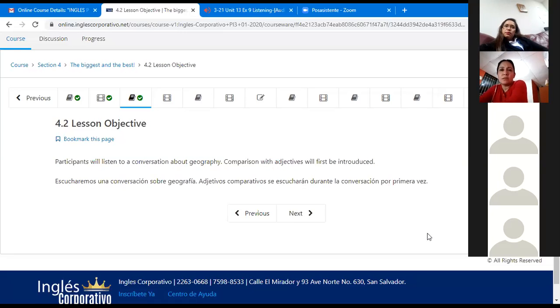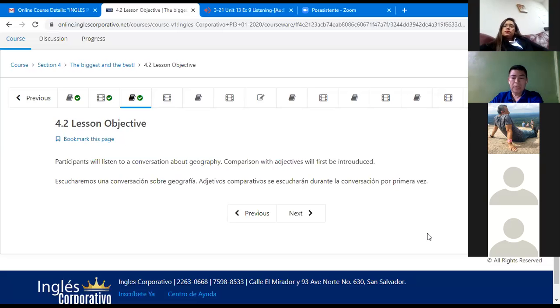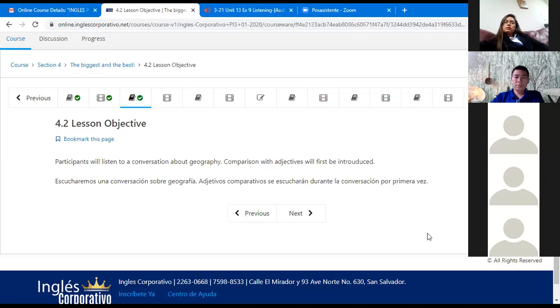For example, compare El Salvador and Guatemala. El Salvador is more small than Guatemala. Okay, so then you have El Salvador is smaller than Guatemala, or the opposite. Guatemala is larger than El Salvador. Okay. Then, for example, you can say El Salvador is more expensive than Guatemala.